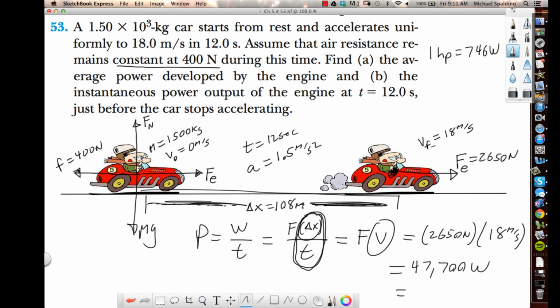So you just need to set up an equation where you can use instantaneous values. What's the force precisely, like right there, what's the force of the engine? Boom, we got it. What's the velocity of the engine? Boom, we got it. So this is equivalent to 64 horsepower.